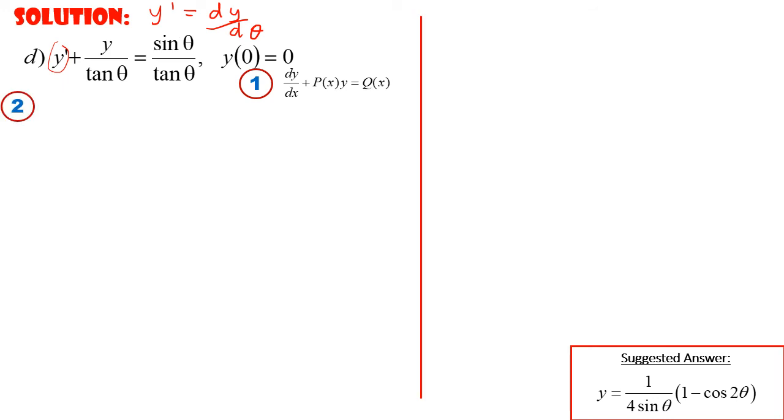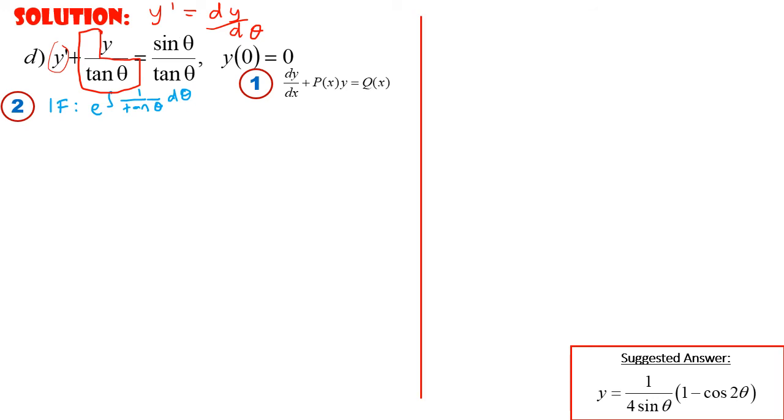So we can straight away move to the second step, that is to find the integrating factor. Apart from y, the rest would be P(x), right? So actually here P(x) is 1 over tangent. So 1 over tangent will be our P(x), so we will integrate that one.